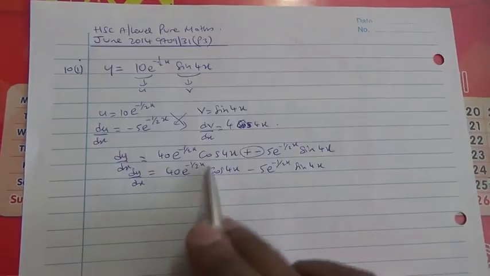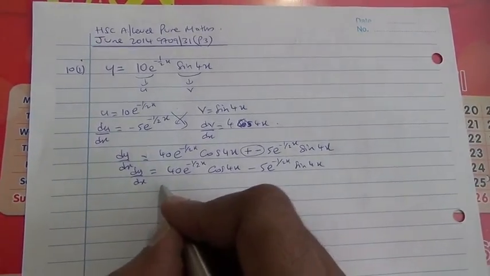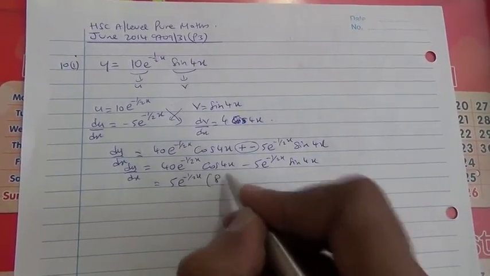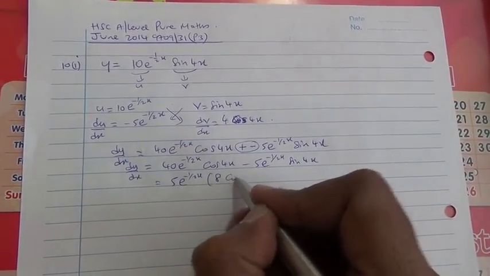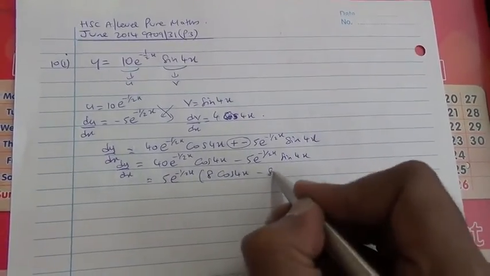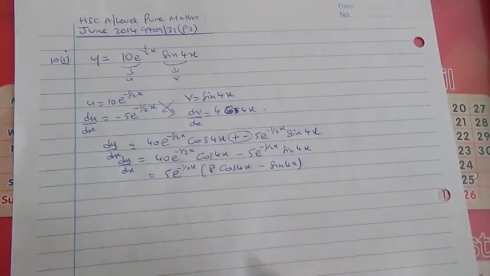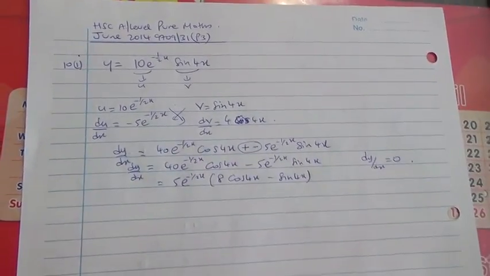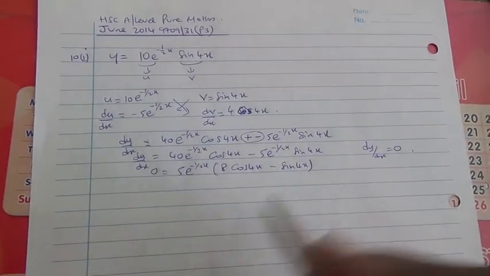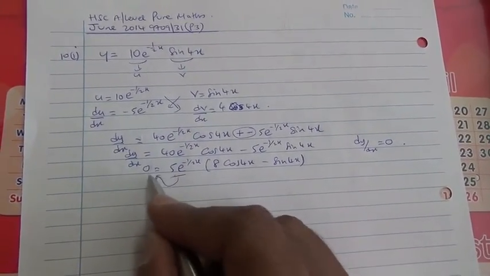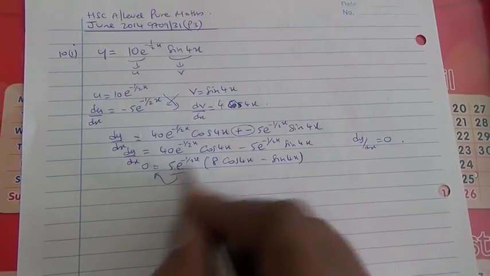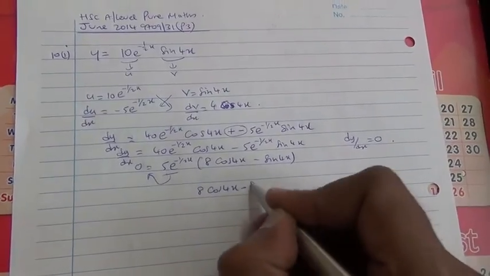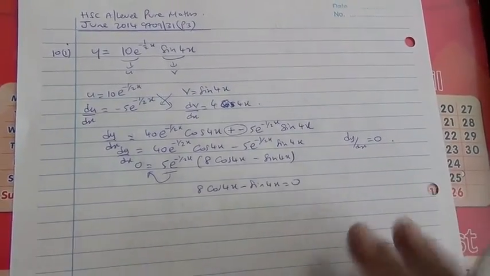So 5 is common, e to the power minus half x is common, you can put 5 outside, e to the power minus half x, and then inside you're going to get 8 cos of 4x minus sine of 4x, and dy by dx at a stationary point is equal to 0. This goes here, it becomes 0 divided by this, so this is going to cancel out. So we have 8 cos of 4x minus sine of 4x is equal to 0.